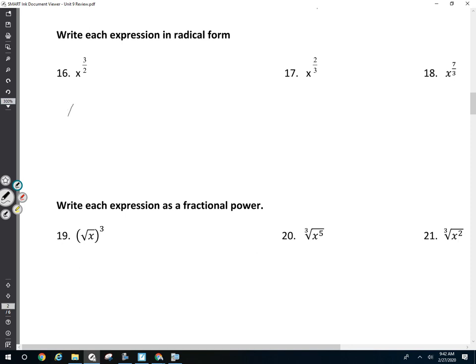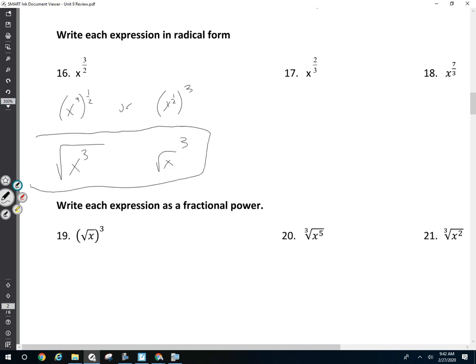3/2. This could be written as x cubed to the 1/2, or it could be written as x to the 1/2 cubed, which means we can write it as the square root of x cubed or the square root of x, cubed. These would be the radical form answers. Either is acceptable. Here, x to the 2/3. Well, 2 times 1/3 is 2/3, or 1/3 times 2 is 2/3. So that means I can write this as x squared, and then the 1/3 is a cube root, or I can write this as cube root of x, squared. Either is correct.